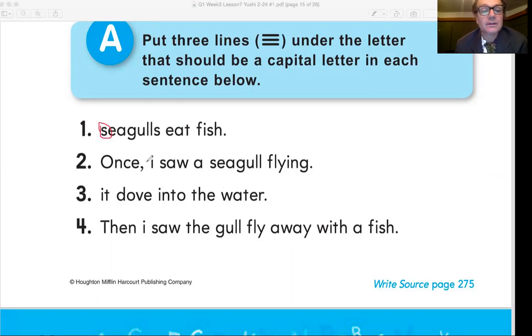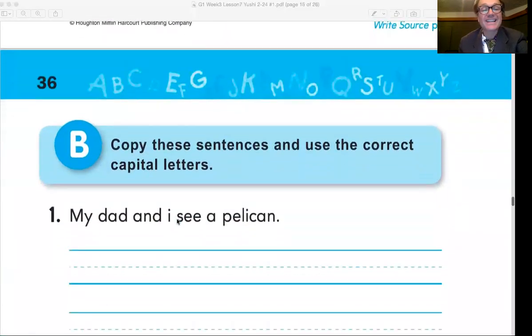Did you know that one? Do you know that one? The first letter there and that one. Those are the mistakes. They should all be capitalized. They should be big letters. I bet you were right. I bet you already knew. This is so much fun and it's easy.